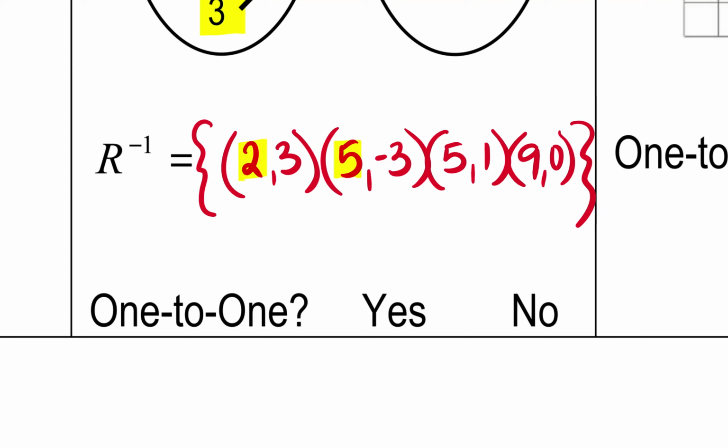I have 2, 5, 5, 9. Now, because these repeat, that makes this not a function, so when it asks for one-to-one, I would just put no. So, simple yes or no, and that's it.